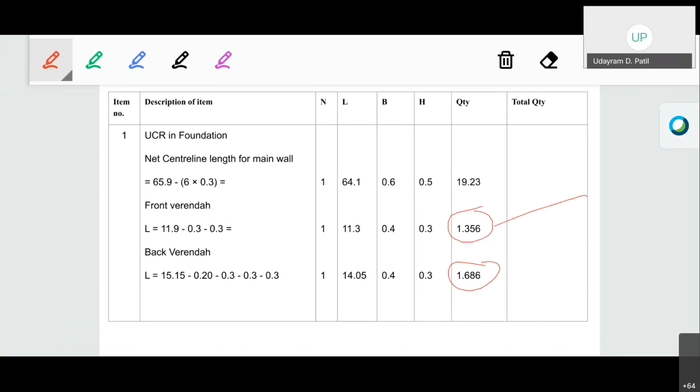Okay, do not round off the particular quantities. Just do not write down 1.35 or 1.68. If you are rounding off, that will be 1.36 and 1.69, not 1.35 and 1.68.